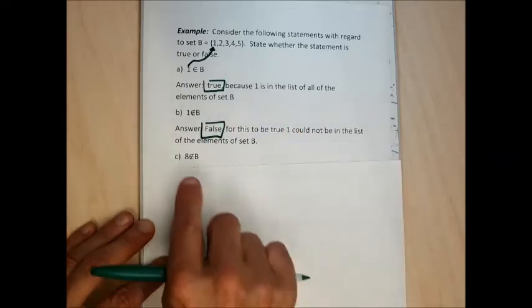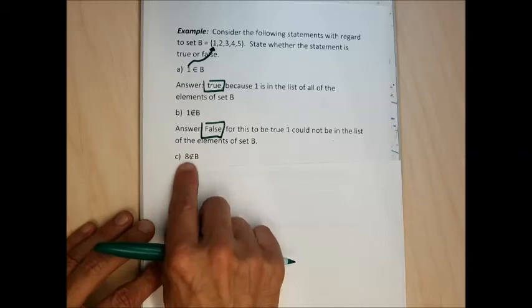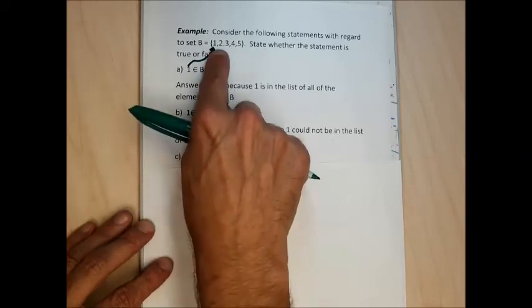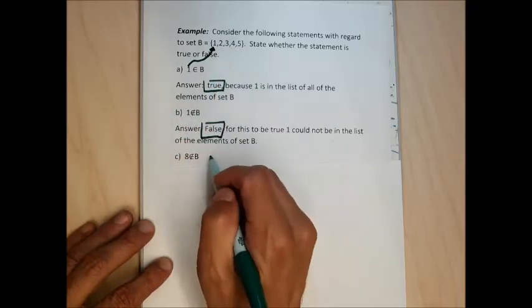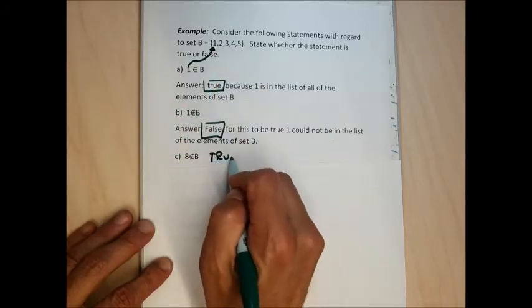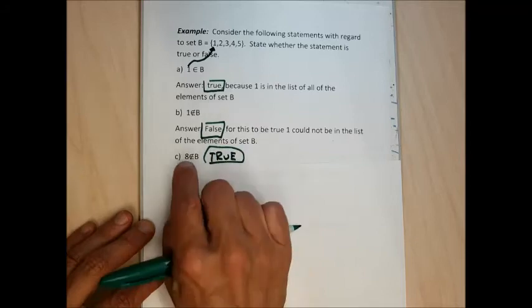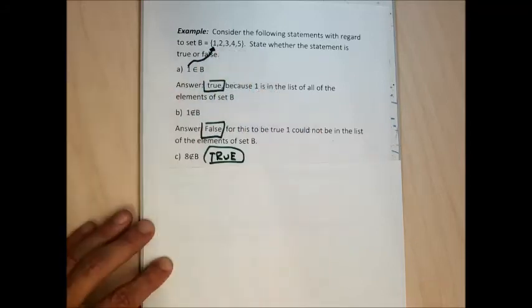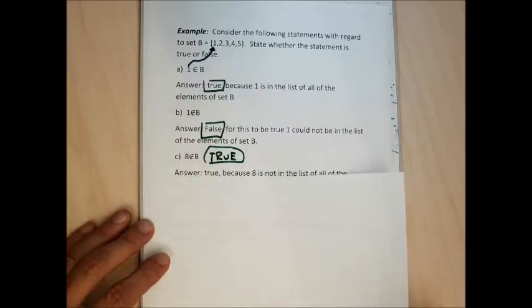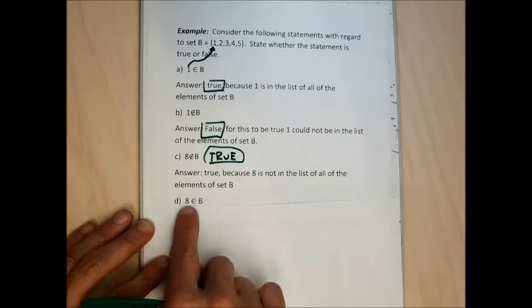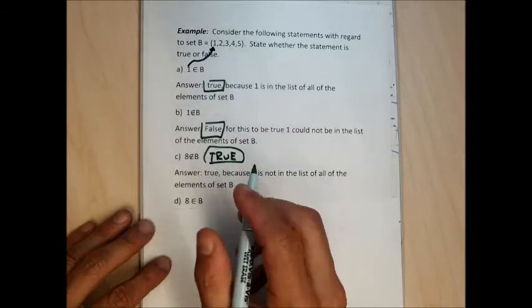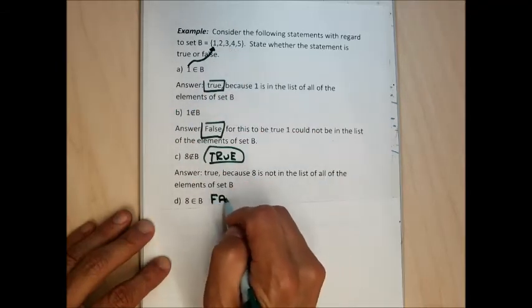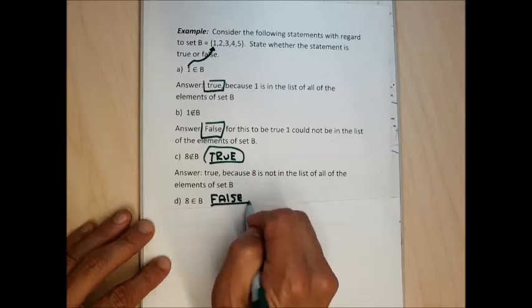How about this? 8 is not an element of set B. This means if I go up to the set, I'm not going to see the number 8. I go up to the set, I don't see the number 8, so that's a true statement because this says 8 is not in the list of the elements of set B, and it isn't. How about this? 8 is an element of B. Well, that's false because 8 is an element of B says if I go up to set B, I'm going to see the number 8. I don't see the number 8, so that makes this a false statement.